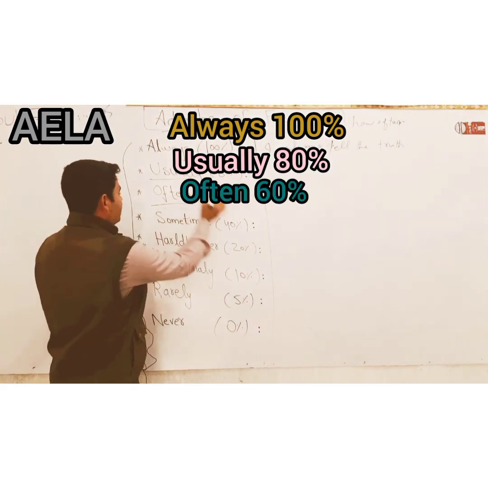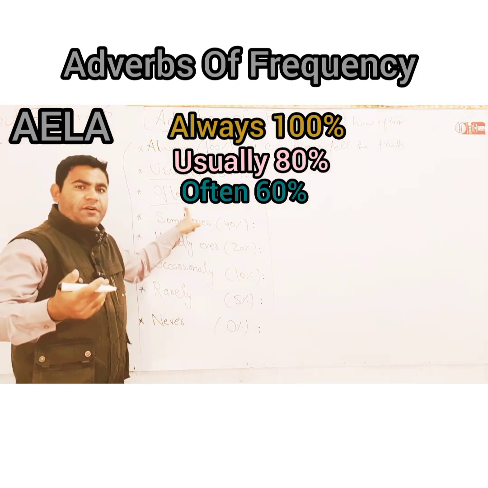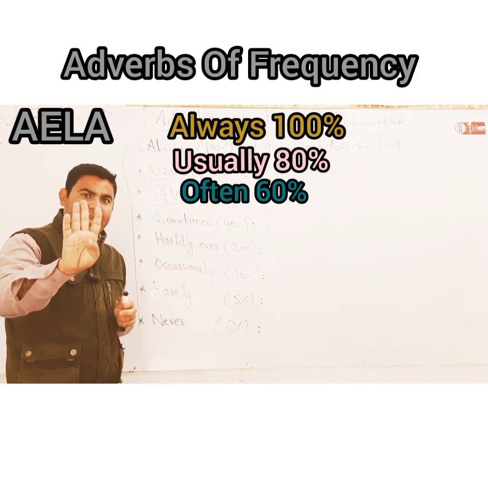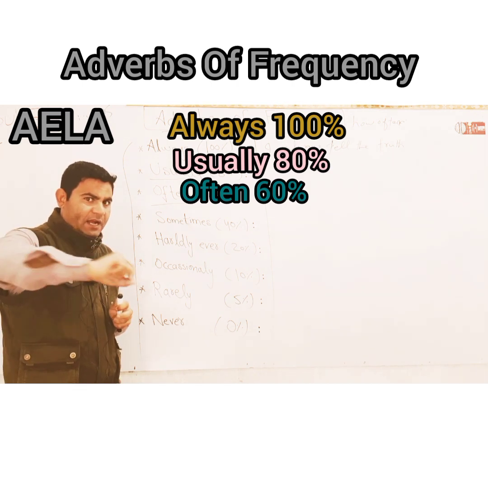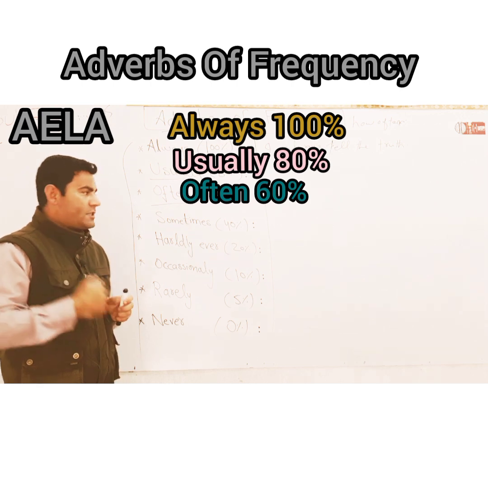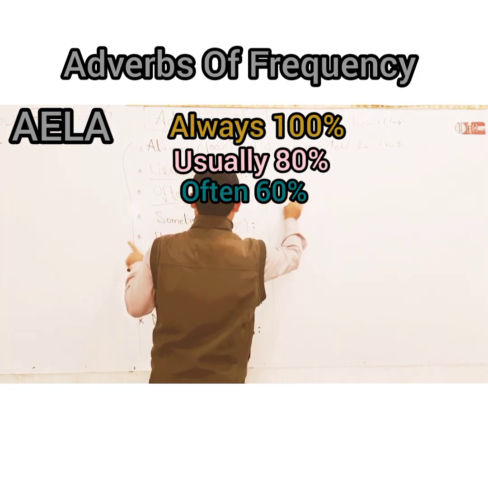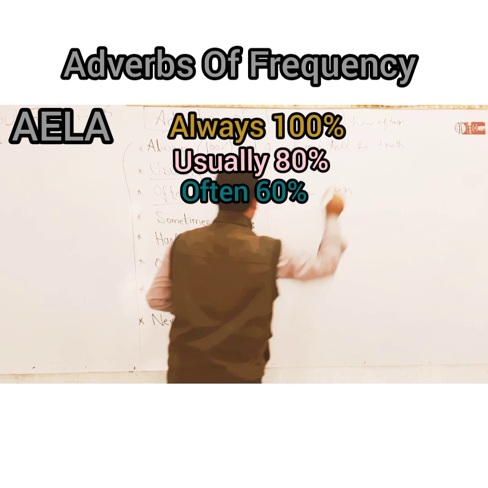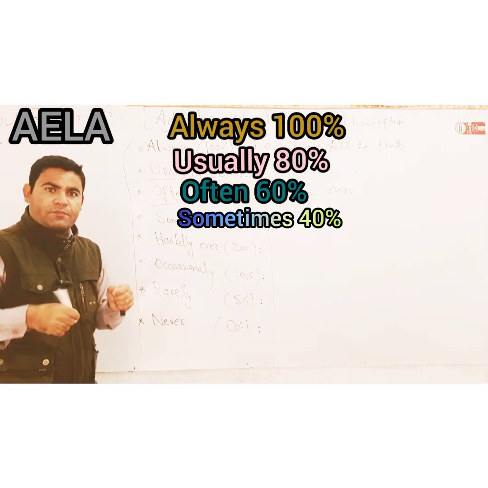Often is 60%. 60% means you just think about an activity that you do 4 days a week and miss it 3 days a week. Think about it. Tell in the comment section. You ask me, so I often run, okay?